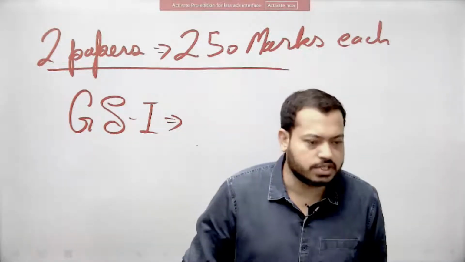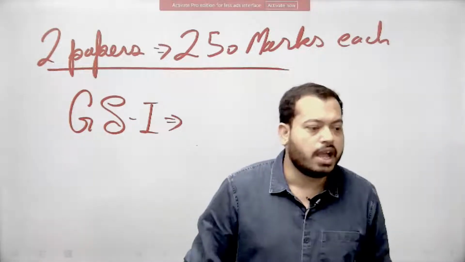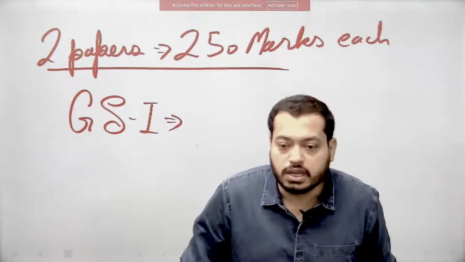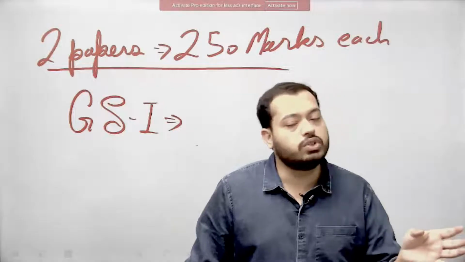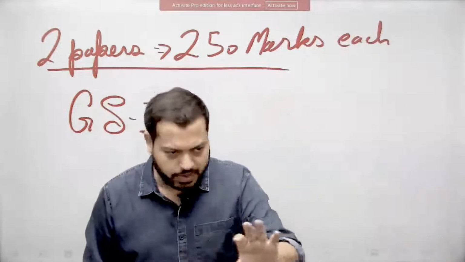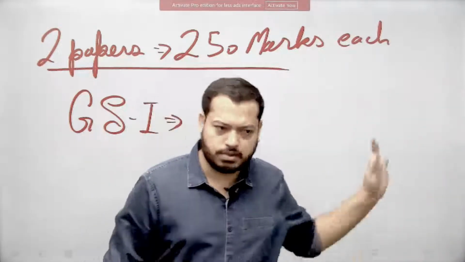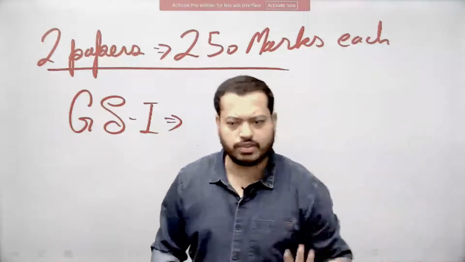These are the sections which are covered in GS paper 1. In that section also you will see that a huge chunk of overlap is there. I will explain that to you with the help of the syllabus which will come. I'll show you on the board, and you also have the handouts.